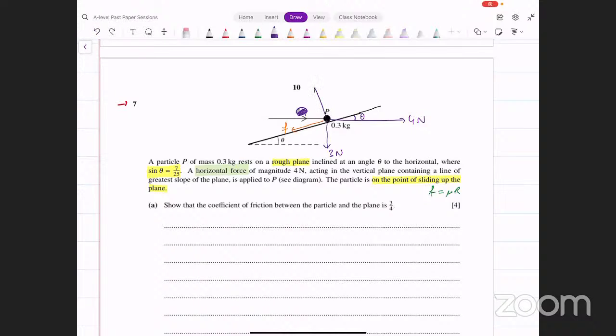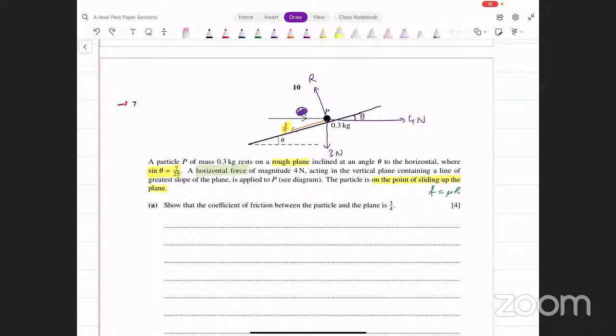Reaction always acts perpendicular to the surface, so that's the reaction. Are there any other forces? No, that's it. These are all the forces that are acting on the object. Now, there are some forces that are acting parallel to the plane or perpendicular to the plane, friction and reaction.